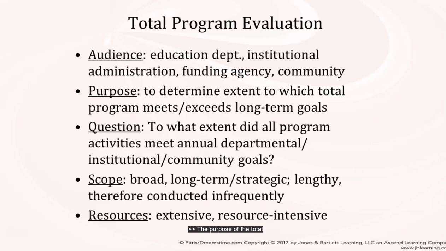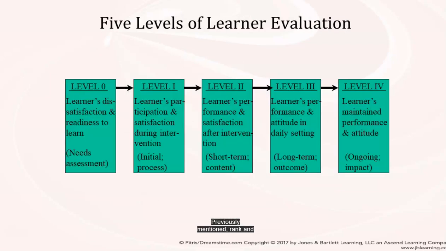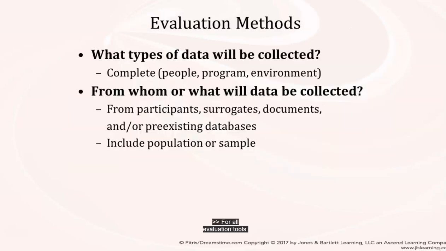The purpose of the total program evaluation is to determine the extent to which all activities for an entire department or program over a specified period of time meet or exceed the goals originally established. The scope encompasses all aspects of educational activities previously mentioned. Rankin and Stallings developed a model that looked at 5 levels of learner evaluations, where 0 represents an acute need or readiness to learn, all the way to 5, where the learner has maintained performance or attitude of the original objective. For all evaluation tools, keep in mind that evaluations are not the same as research, as evaluations generally are used to make decisions in a specific setting.